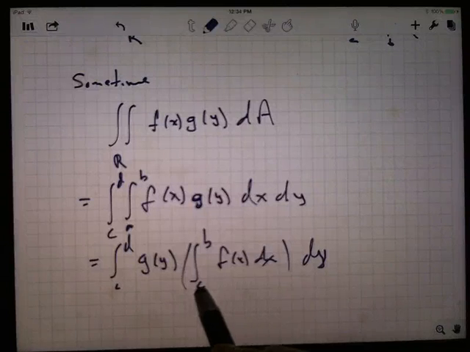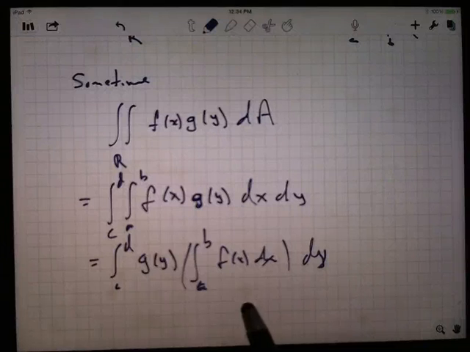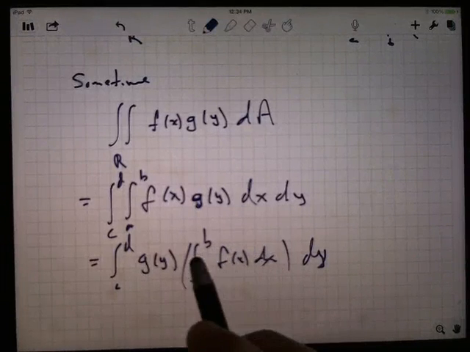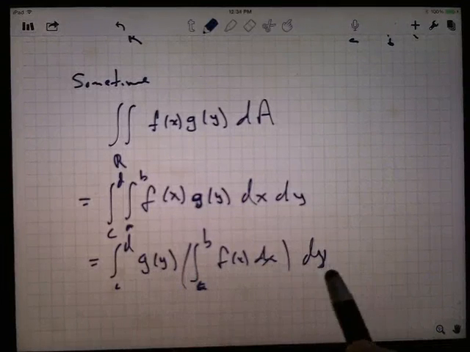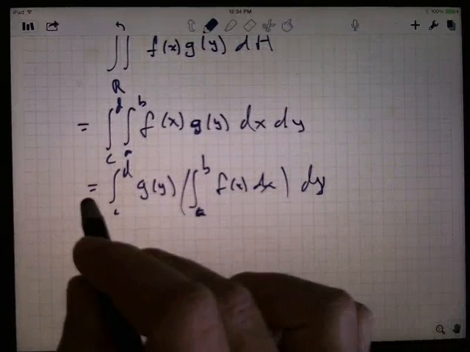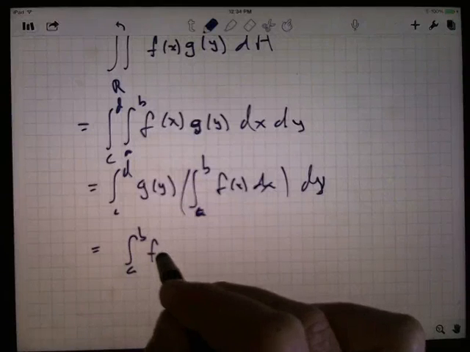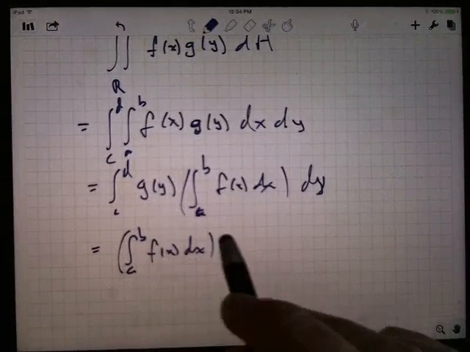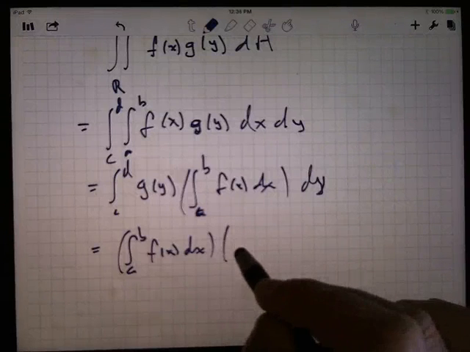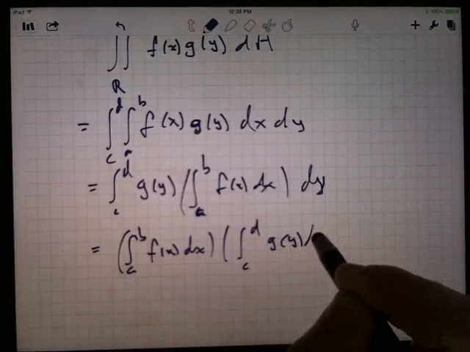Well, when you do this inside integral, you're going to find an antiderivative. You're going to plug the b in, you're going to plug the a in, and you're going to subtract. And that's now going to be just a number. Well, you're multiplying that number times this function and then integrating. One of the properties of integrals is you can pull that number out in front. So you've got the integral from a to b of f of x dx. That's just a constant with respect to the variable y. And then you're going to do the integral from c to d of g of y dy.